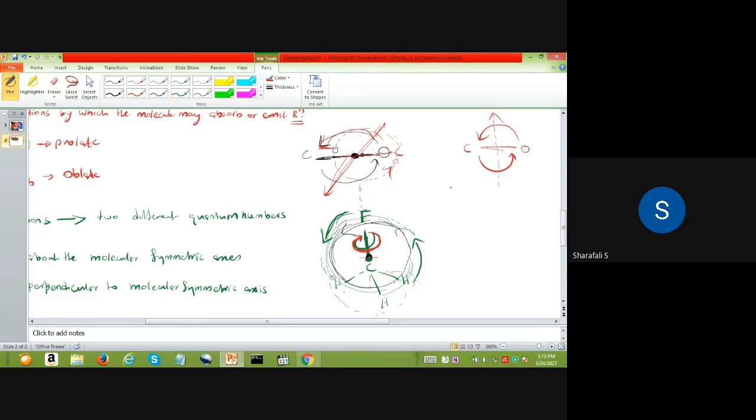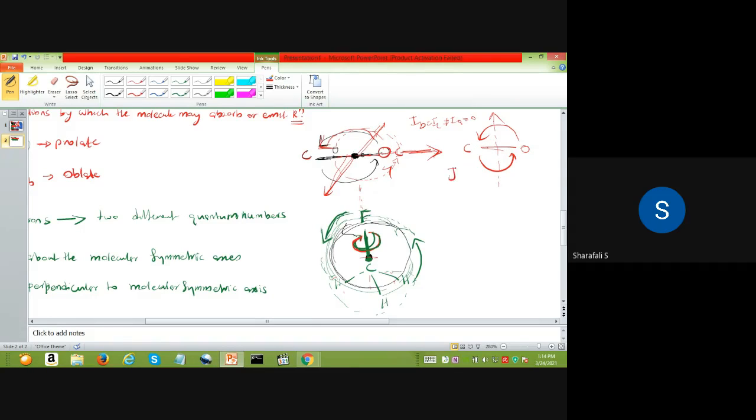That's why we have IB equal to IC for the linear case, which is not equal to IA. What is IA? IA is about the principal axis or symmetric axis of that molecule. If you consider rotation about this axis, the moment of inertia will be equal to 0, because both carbon and oxygen lie on that axis. So the perpendicular distance of this molecule will be 0. So the moment of inertia about this axis is 0. That's why we are getting IA equal to 0 in this case. So only one type of rotation is possible in this case.